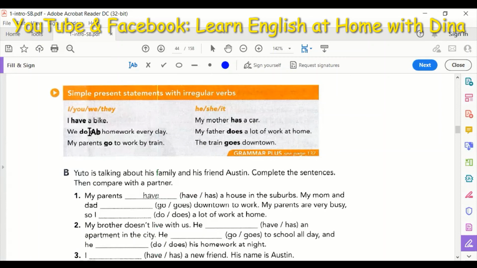So with I, you, we, they I use do. With he, she, it I use does. We do our homework every day. But when I talk about my father, this means he. So he does a lot of work at home.